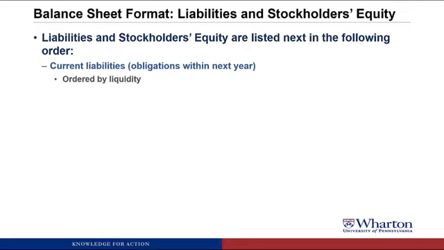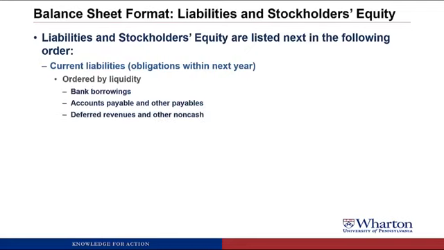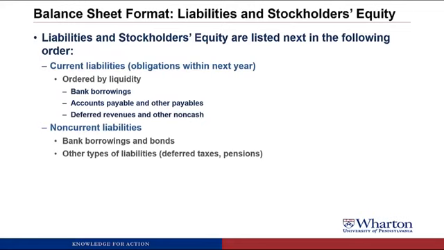Again, ordered by liquidity, so we'll see bank borrowings, accounts payables and other payables, and then deferred revenues and other non-cash current liabilities last in this section. Then we'll have non-current liabilities. These are liabilities that are due beyond a year. So longer-term bank borrowings and bonds, and then other types of liabilities like deferred taxes, which we'll talk about later, and pensions.